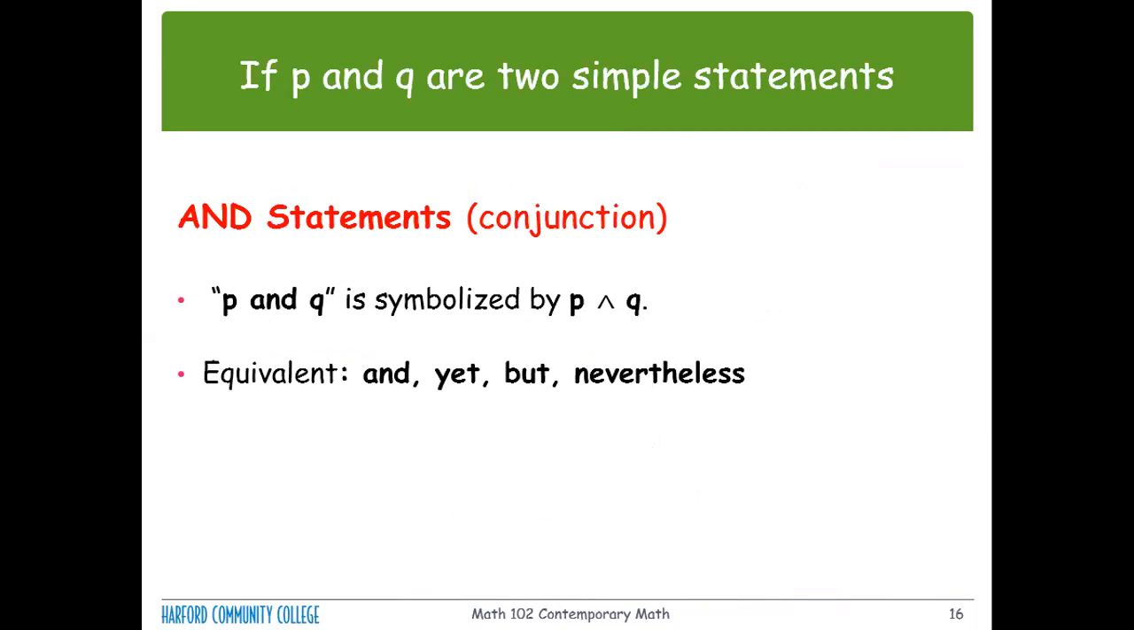If P and Q are two simple statements, the and statement, or what we call conjunction, in the symbolic form for P and Q is in the form of the letter P, and the notation, it looks like the letter V but upside down, to represent the connective and, then the statement Q. So we read P and Q. Equivalent statements that would use the connective and could be yet, but, nevertheless.